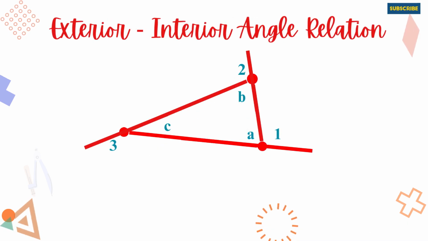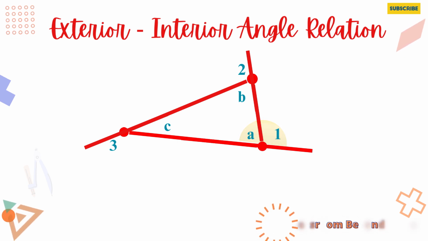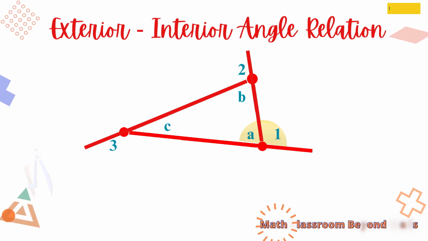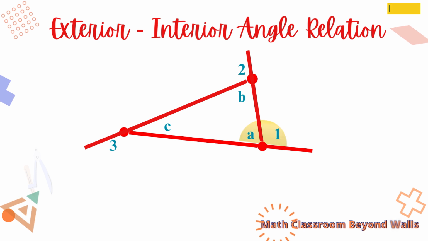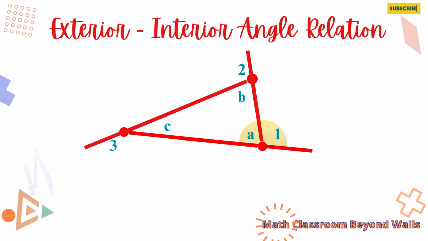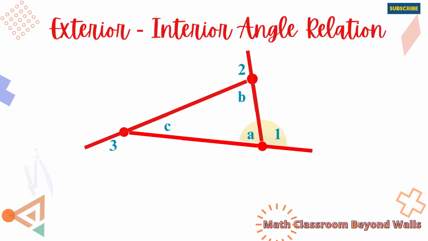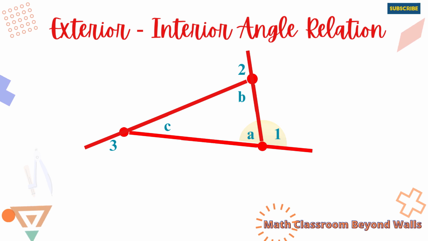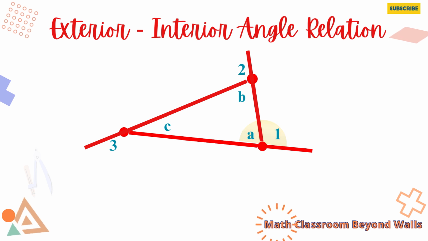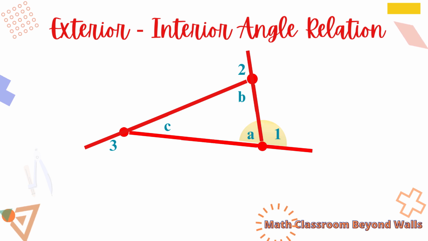Let us look at this figure again, learners. Look at angle A and angle 1. Do you remember the relationship that exists between these pair of angles? You're correct. The two angles are supplementary. Being supplementary, the sum of their measures is 180 degrees. Do you agree, learners? This relation holds for any exterior angle of a triangle and its adjacent interior angle.